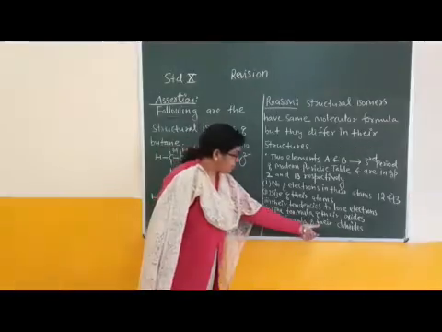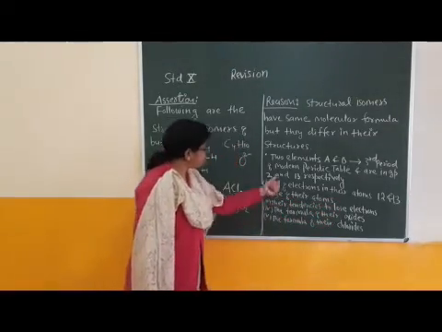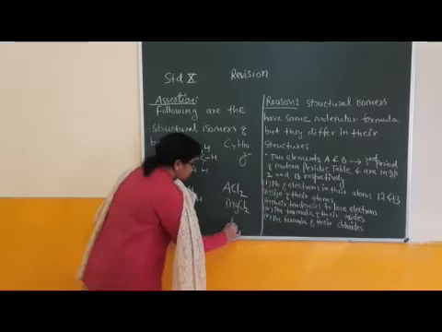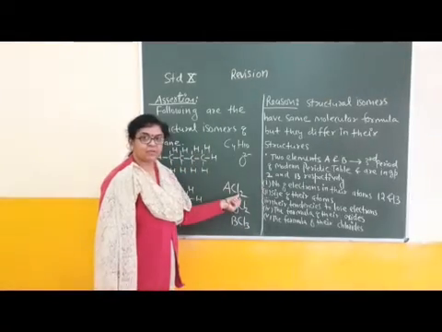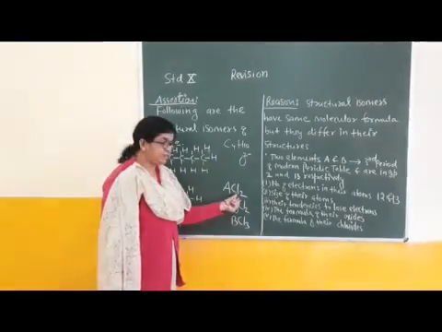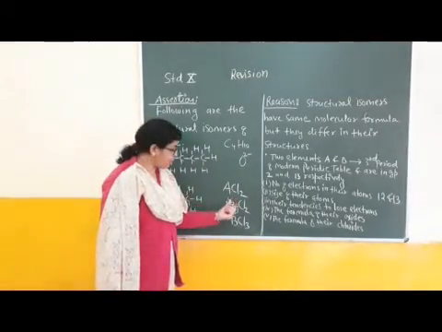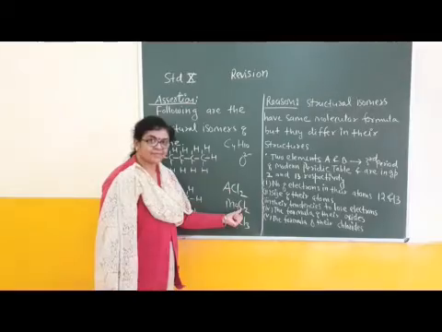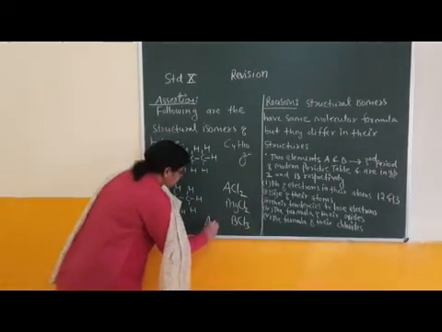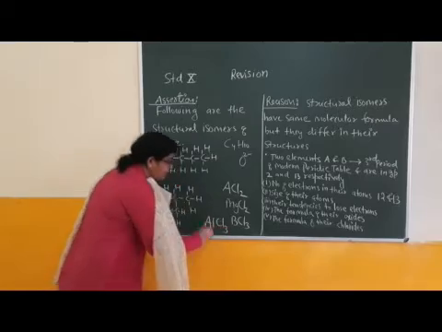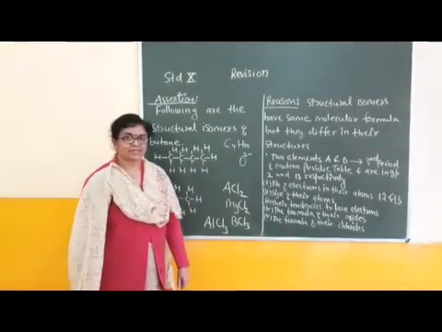And the formula of chloride of the second element, which is B element, is BCl3. This part is unknown, but this is known, chlorine, ACl2. And the known formula is MgCl2, right? BCl3, and the known formula is AlCl3, aluminium chloride.